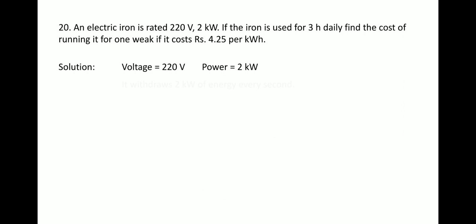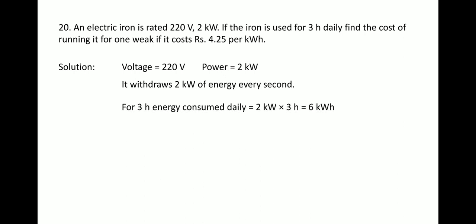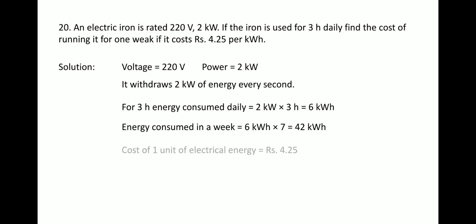2 kilowatt of power means it uses 2 kilowatt of energy every second. So for 3 hours, energy consumed daily will be equal to 2 kilowatt into 3 hours. That will give us 6 kilowatt hour of energy which is consumed. So if this is the energy consumed daily, and here we are discussing 1 week of energy consumption, for 1 week the energy consumed is equal to 6 kilowatt hour into 7. That will give us 42 kilowatt hour. Now 1 kilowatt hour is the unit, as we have learned earlier. So cost of 1 unit of electrical energy is equal to rupees 4.25. Therefore, the cost of 42 kilowatt hour of electrical energy will be equal to rupees 4.25 multiplied by 42. That will give us rupees 178.5.